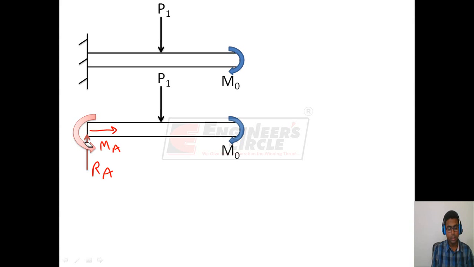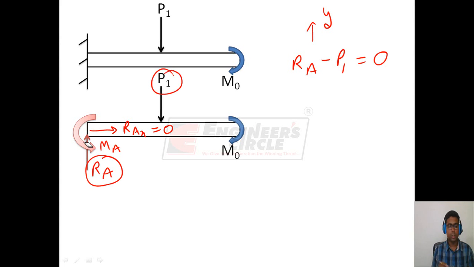The reaction in X direction, which is RAX, will be equal to 0 because there are no horizontal forces acting on this beam. Now assuming this to be positive Y, we can write force balance as RA minus P1 equal to 0, because there are only two forces acting in vertical direction. Therefore from this we get RA equal to P1.